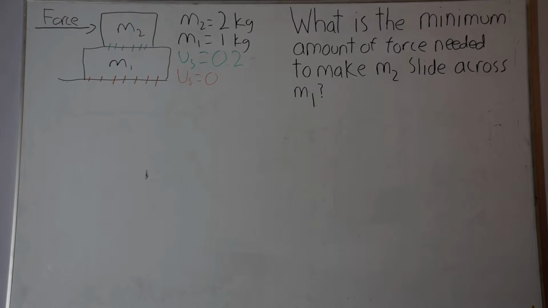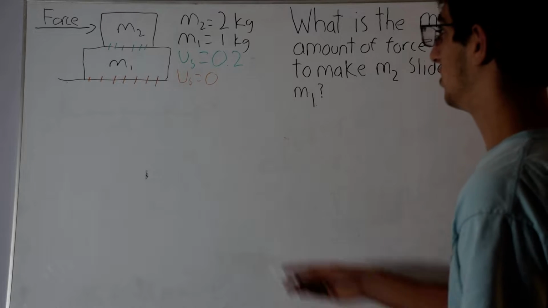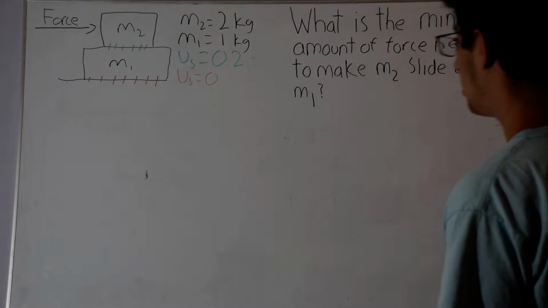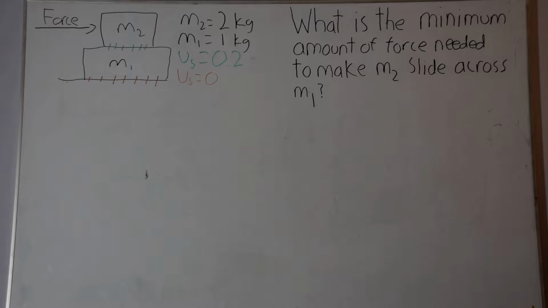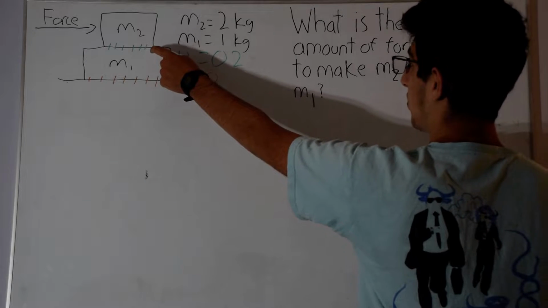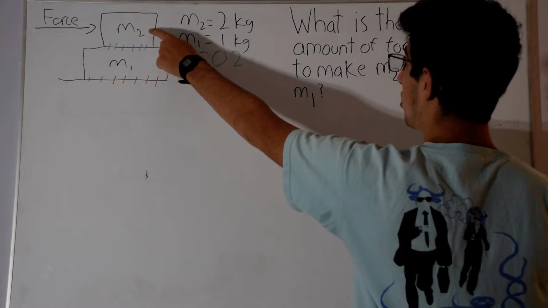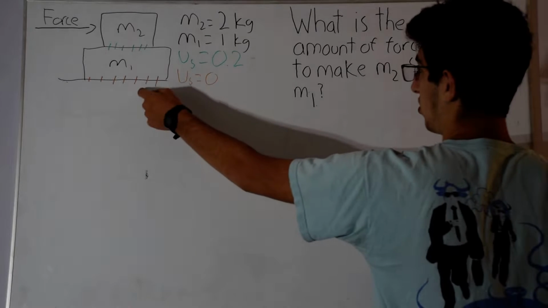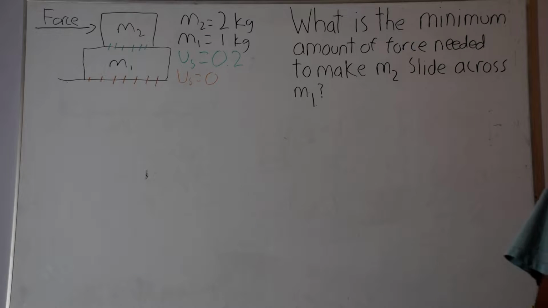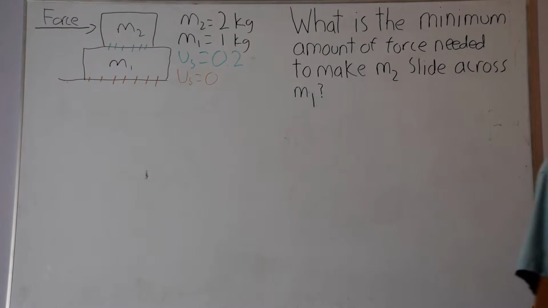Today we're going to be solving a question which asks us, what is the minimum amount of force needed to make M2 slide over M1, where M2 is this top 2 kilogram block and M1 is this bottom 1 kilogram block. And in case you don't understand my diagram, there is a static coefficient of friction of 0.2 between the top and the bottom block, and the floor is frictionless. And you're going to be applying force onto the top block.